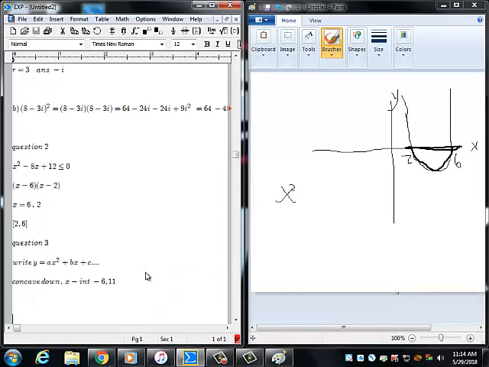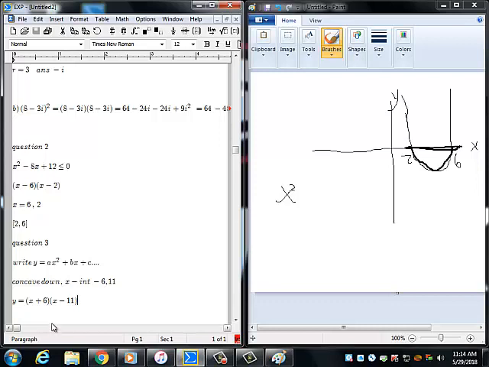All right, we're moving on. For this one, we're writing a parabola that's concave down that has x-intercepts of negative 6 and 11. What you should immediately recognize is if the x-intercepts are negative 6 and 11, then the factored form would have been x plus 6, x minus 11. That's how it would have had to have factored in order to have x-intercepts of negative 6 and positive 11.